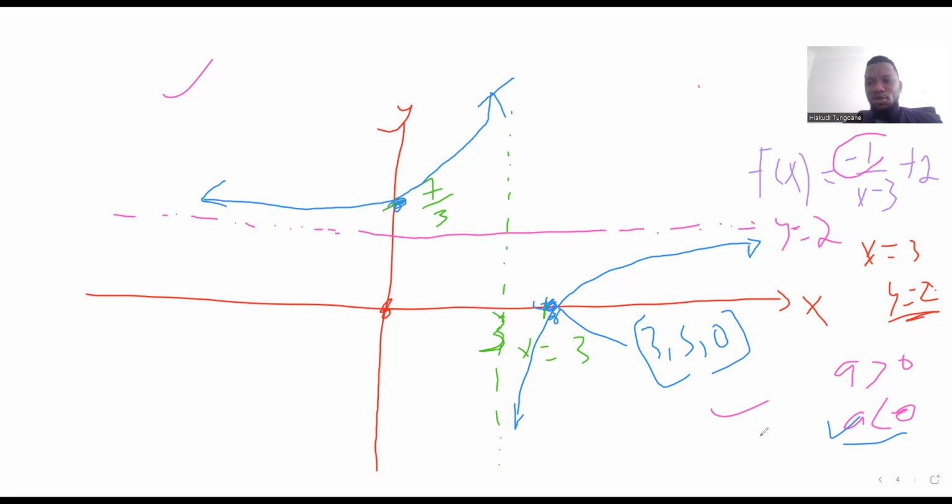Now let's look into the November 2020 paper. Let's see what they were asking there. So if we look into November 2020.